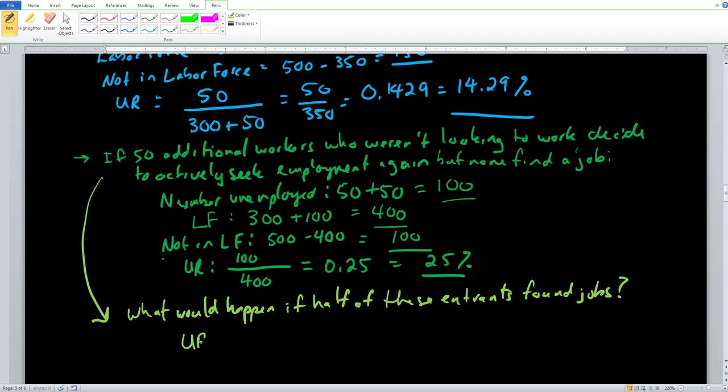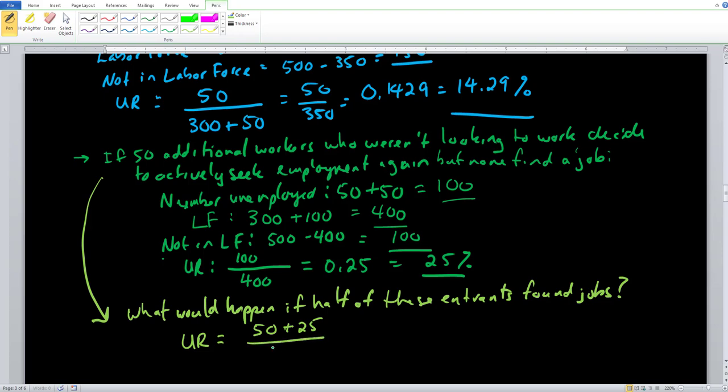And we'll just go ahead and find the unemployment rate here. So what is the number of people unemployed now? It's going to be the 50 people that we had originally unemployed, but out of these 50 people, 25 of them can't find jobs, so therefore it's 25 people that are unemployed in this instance.